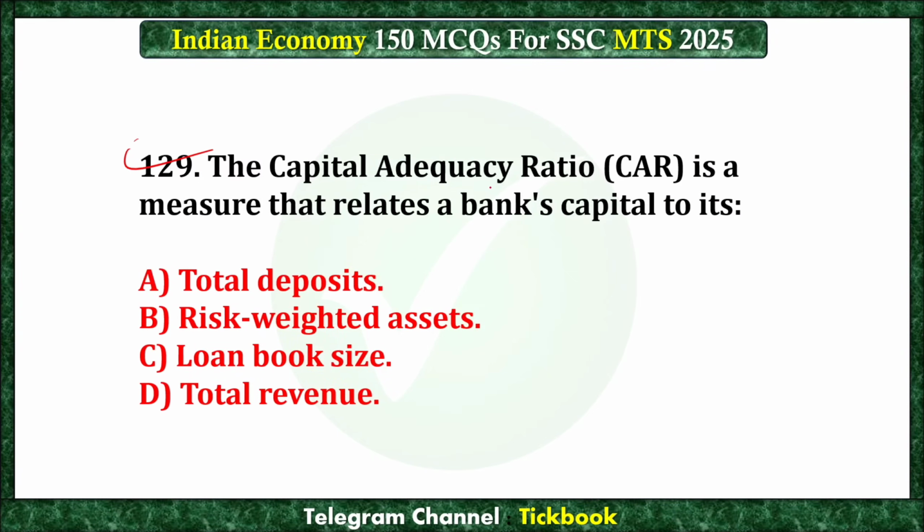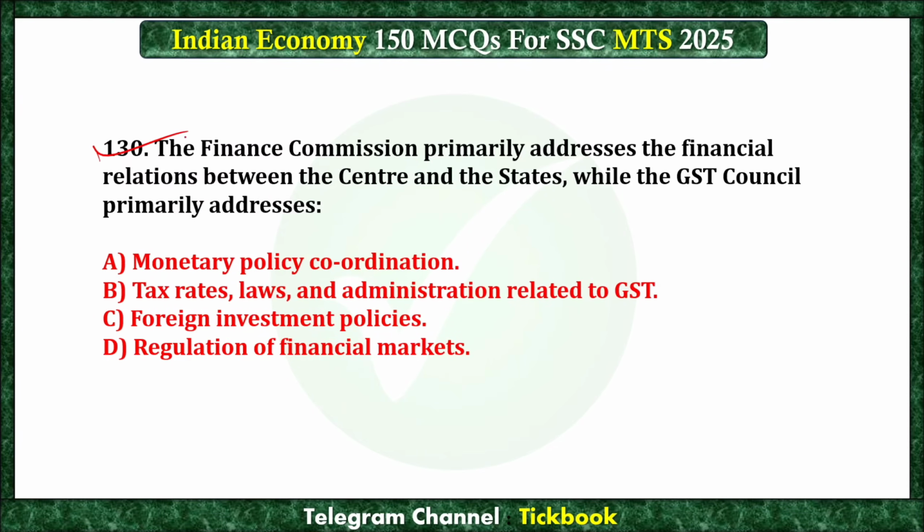And 129, the capital adequacy ratio is a measure that relates a bank's capital to its option number B, risk-weighted assets. And 130, the Finance Commission primarily addresses the financial relationship between the center and the states, while the GST Council primarily addresses number B, tax rates, laws, and administration related to GST.